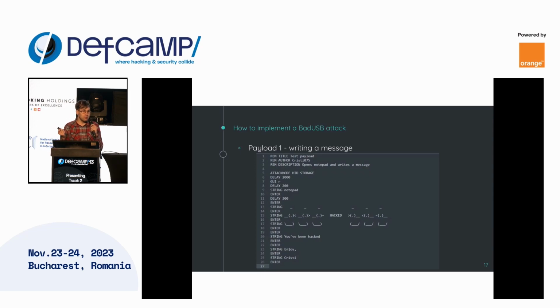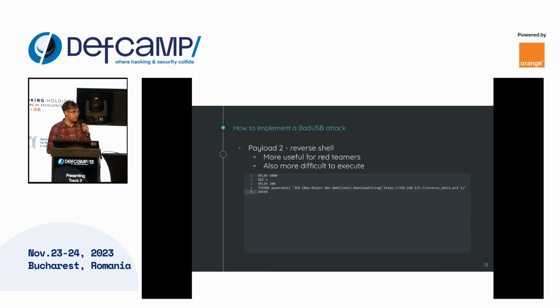A second payload, a bit more useful for a red teamer, I would say, is a reverse shell. This is a very simple reverse shell. It might trigger detections, but it's a reverse shell nonetheless. Also, for reasons that I will get into a bit later, it's more difficult to execute. As you can see, it still begins with a delay. It still opens Run with GUI plus R, and then it will run PowerShell and that long string from there.